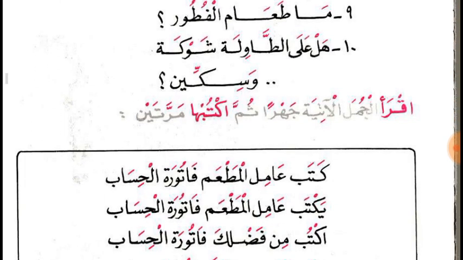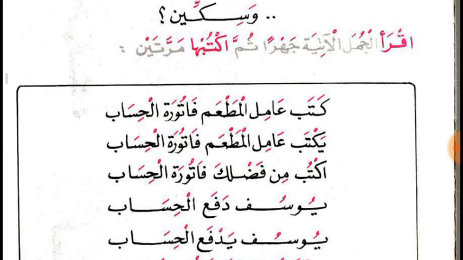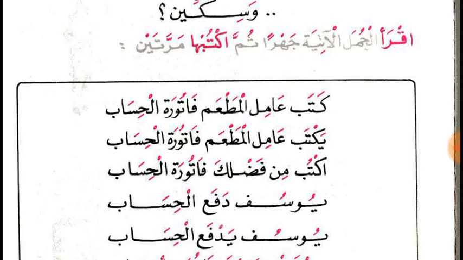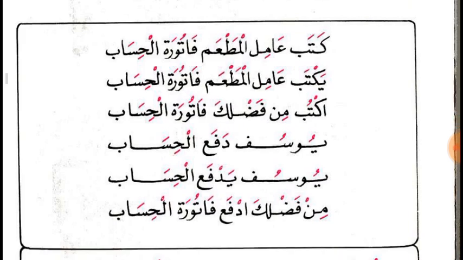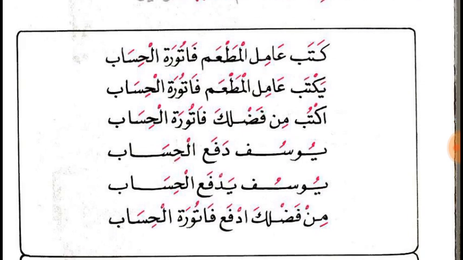Yes. Then we have iqra al-jumal al-atiya jahran, thumma uktubha marratayn. Read the following sentences with a loud voice, then write them two times. He's asking you to read the sentences with loud voice, then write the sentences two times. So, Miss Luma, read the first three sentences. Kataba amil al-matam fatura al-hisab. Meaning?